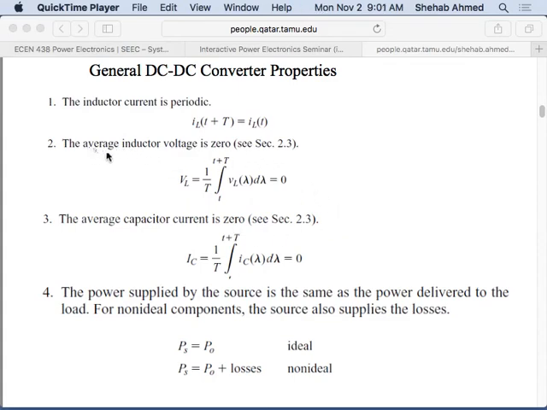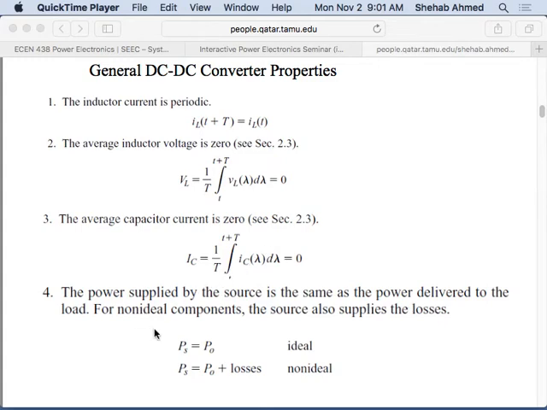And then this is something we talked about before. Average inductor voltage is always 0, and average capacitor current is always 0. This means that there is no DC voltage across the inductor. There's no average value of voltage across the inductor. It's only AC, right? Only the AC component will be seen across the inductor. The DC component will not be seen across. It will look like a short circuit for the DC component, and the opposite for the capacitor. The average value of capacitor current is 0, so only the AC component of current will flow through the capacitor. For the DC component, the capacitor will be an open circuit.